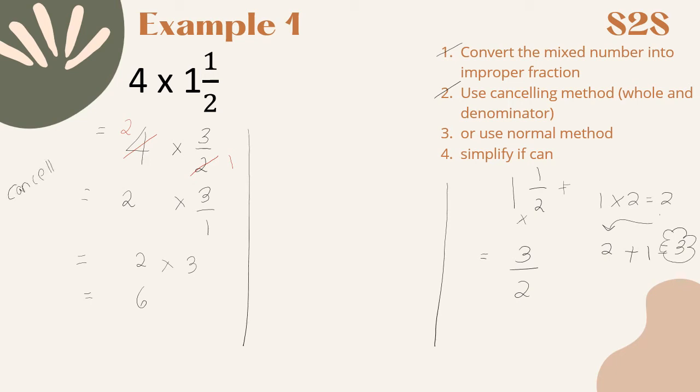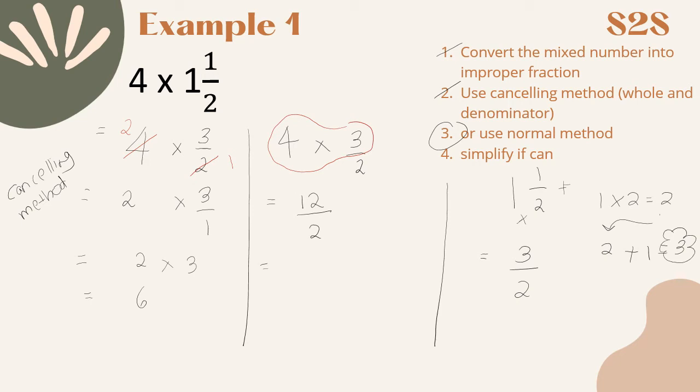So what happens if you use the normal method, like our first lesson on multiplying a whole with a proper fraction? So we have 4 times 3 out of 2. Say you are using step 3, use normal method. Normal method is where you are dealing with the whole and the numerator. So when you multiply them together, 4 times 3 becomes 12, and the denominator stays.